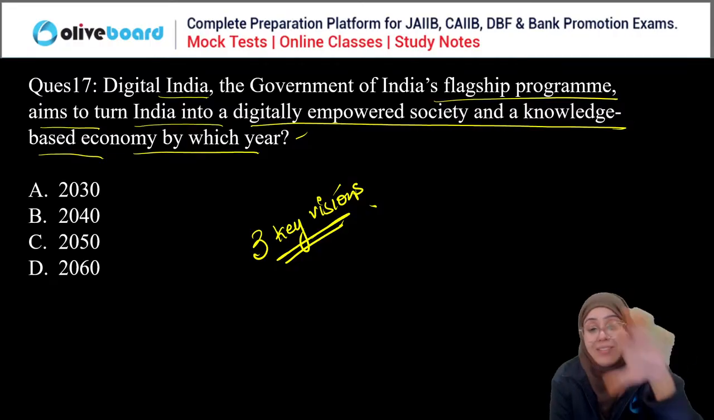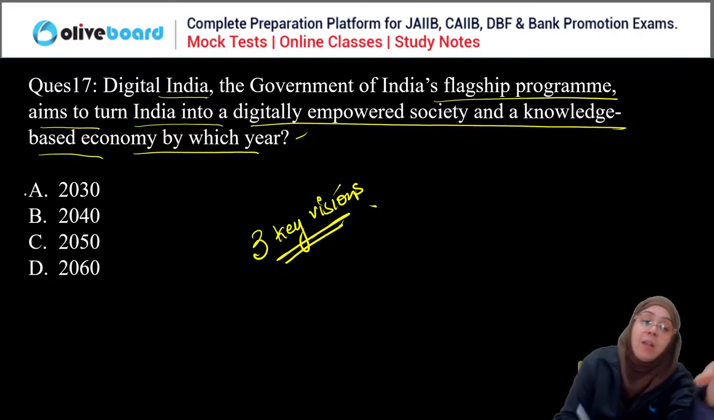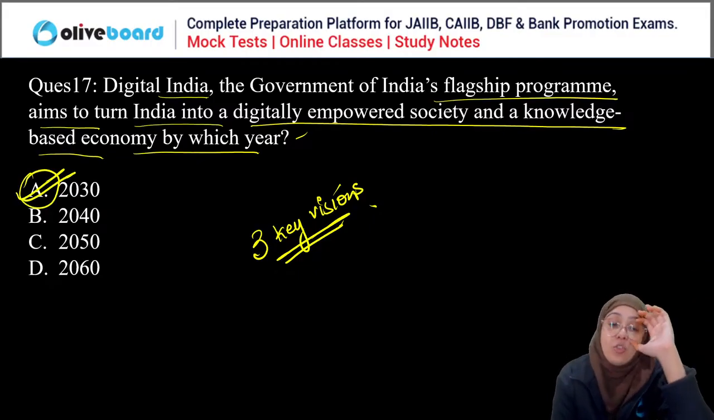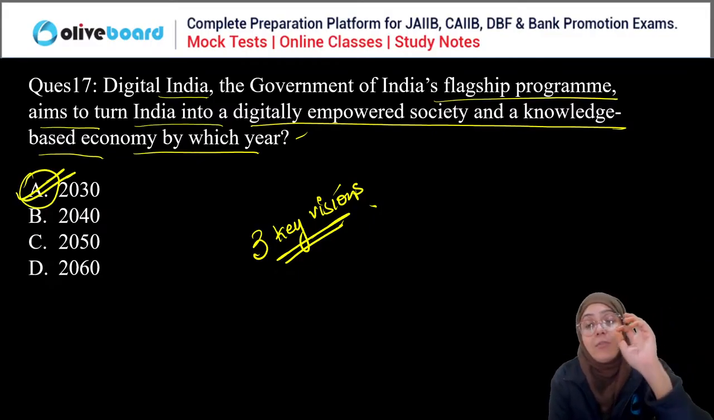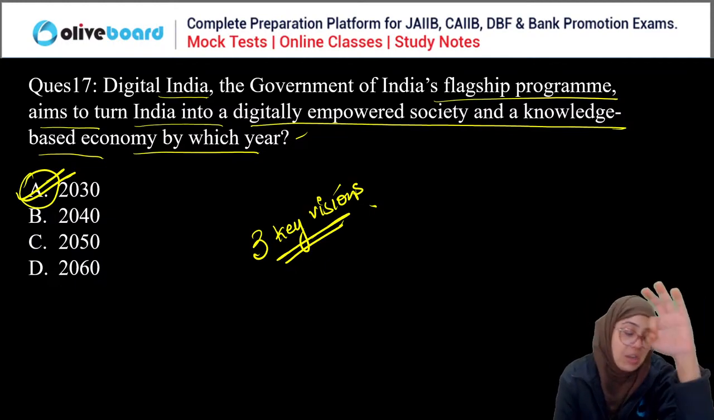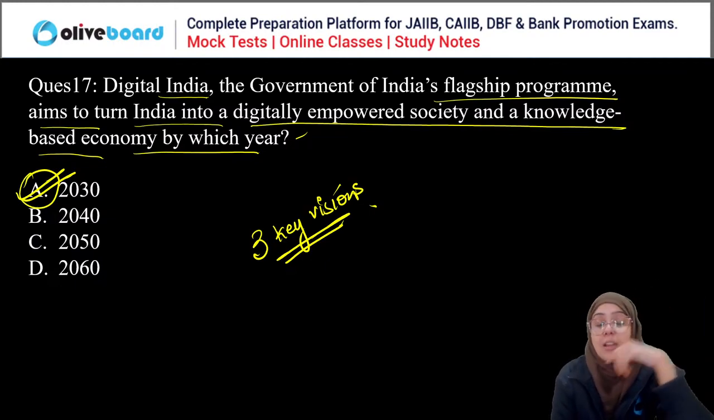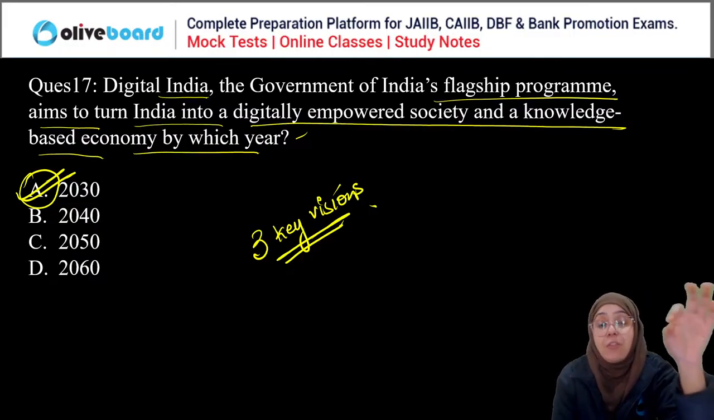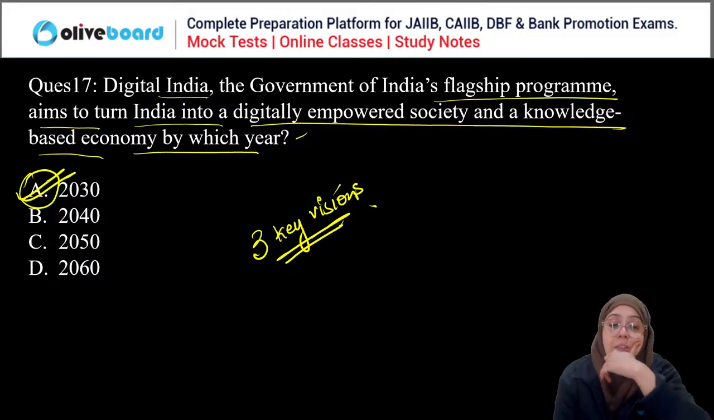Three key visions. So this is easy. 2030 is the correct answer, right? But now you have to tell me what are the three main key visions of digital India. You can all answer this question.